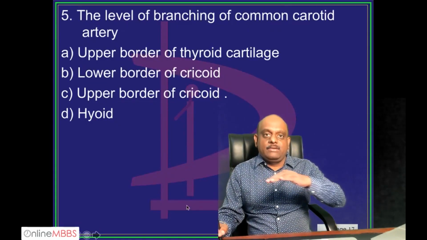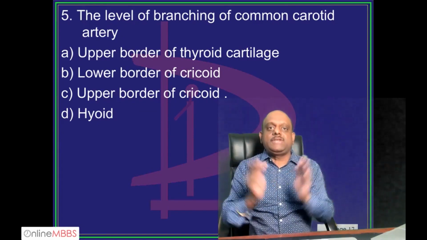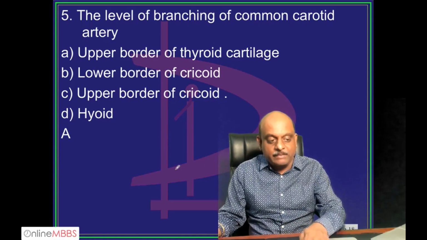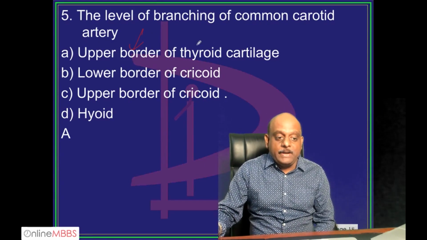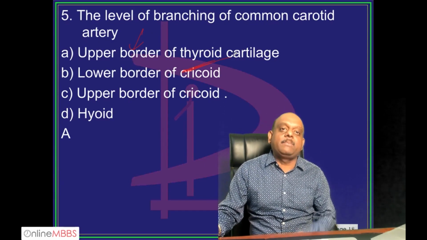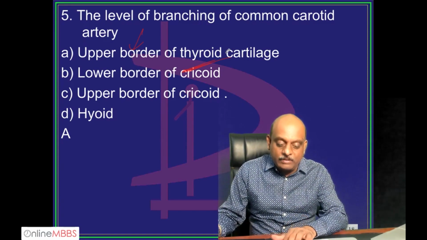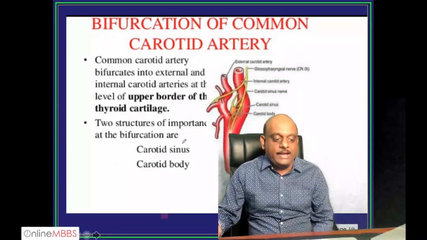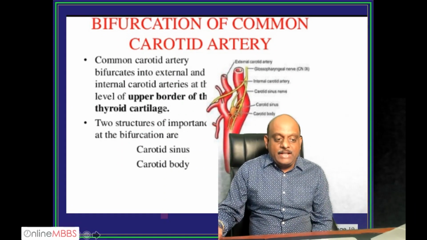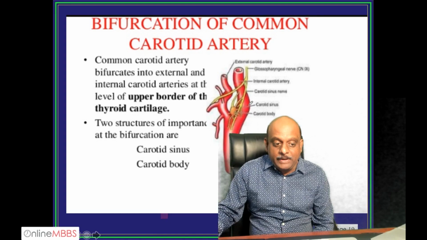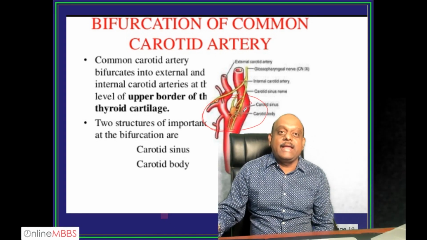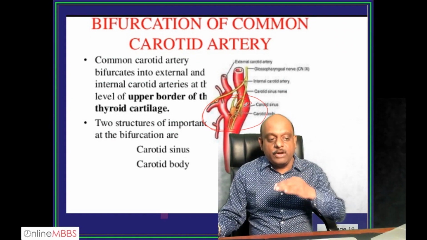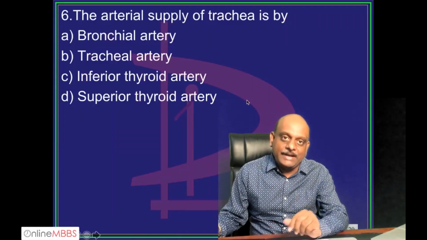Now, what is the level at which common carotid branches into external carotid and internal carotid? Anatomical levels बराबर रहना है doctor. Upper border of the thyroid cartilage is the place where you have the common carotid branching. So common carotid artery, if you take, it branches at the upper border of the thyroid cartilage. Thyroid cartilage, Adam's apple मालूम है ना? उसके upper border पे it is basically dividing.